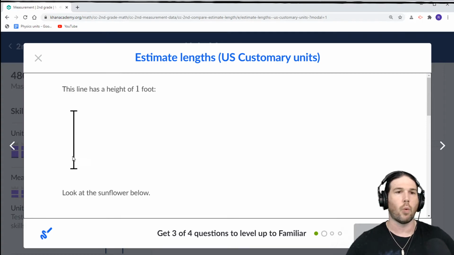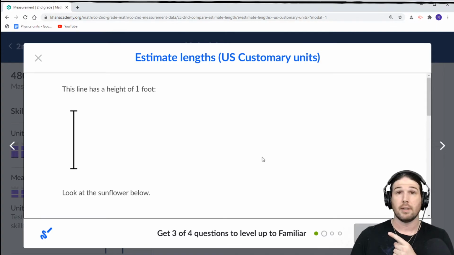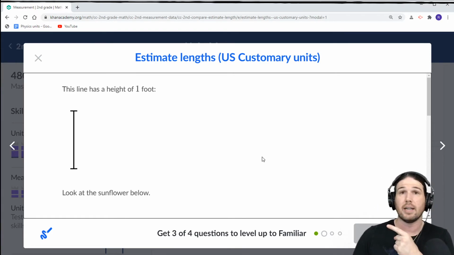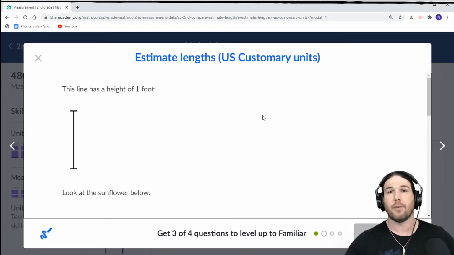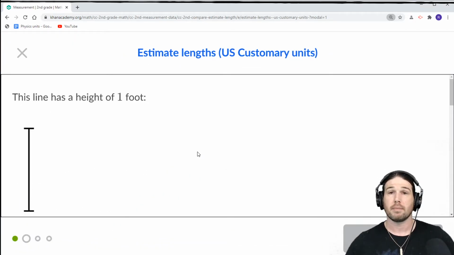This line has a height of 1 foot. Now, this is another thing that is a lot more complex and fundamental than it seems. That line is not a foot. If you were to go up to your screen right now with a ruler, chances are very, very good that that line would not be 1 foot long. And even if it was, I could just zoom in or zoom out, and it would change it.